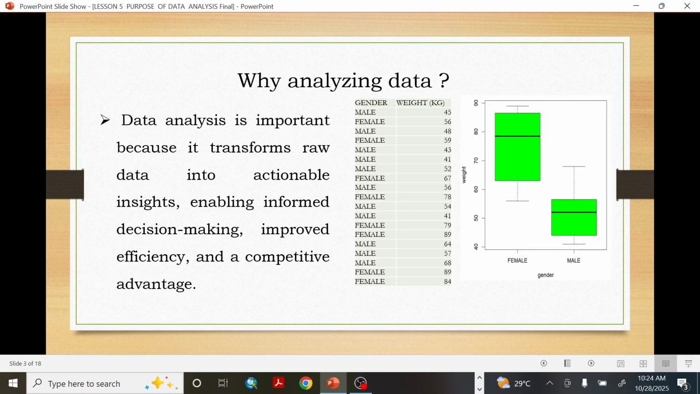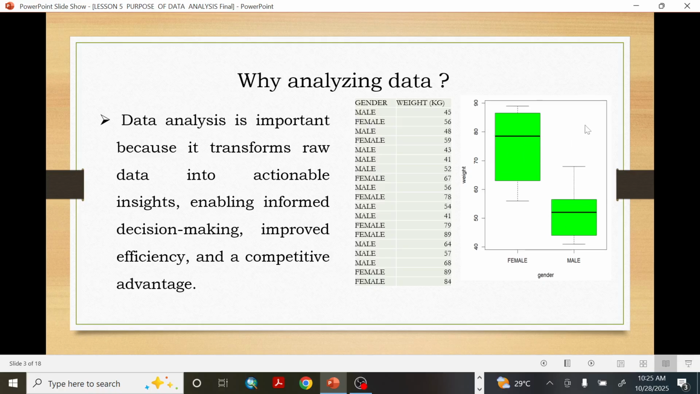Now, in this diagram, the lower part of the box is the Q1, which is the first quartile, and this one here you have the upper quartile, and the range between Q1 and Q3 is called the interquartile range. Again here, by comparing the median of the weight of the female and male, it is very clear that the females are heavier than the male. You look at the median here, the dark line.